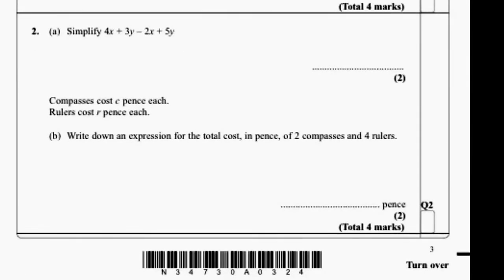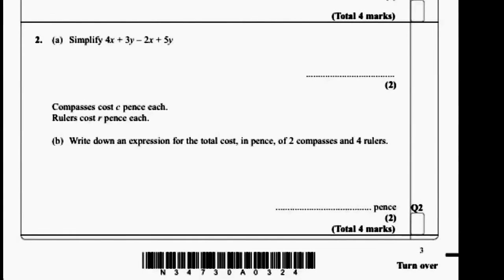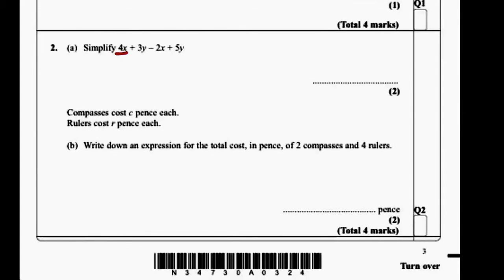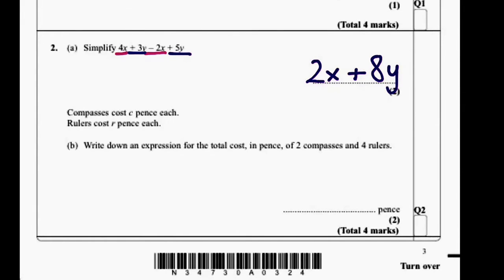Okay, this question says simplify. So I'm looking for any terms that are like, so they're the same kind of term. For example, 4x and minus 2x are like terms, and 3y and 5y are like terms, and I just have to gather those together. The important thing to recognise here is that it's 4x minus 2x. So that minus goes with the 2x, it doesn't go with the 3y. So it's 4x minus 2x, which of course leaves 2x, and then I've got 3y plus 5y, which makes positive 8y. So in total I've got 2x plus 8y.